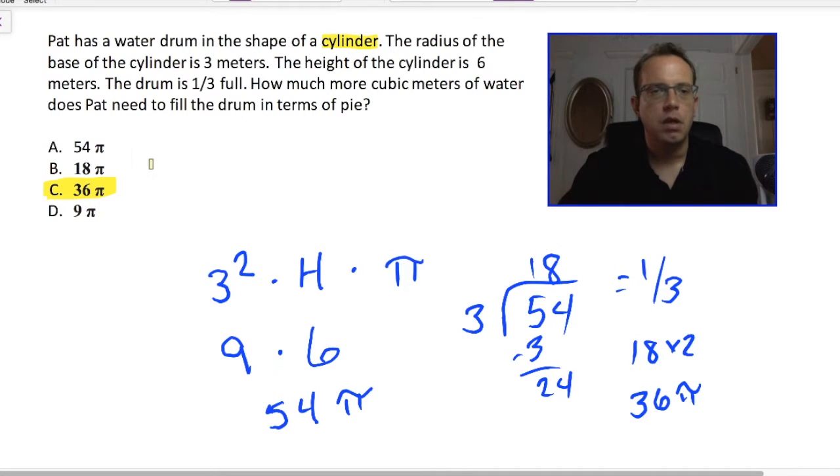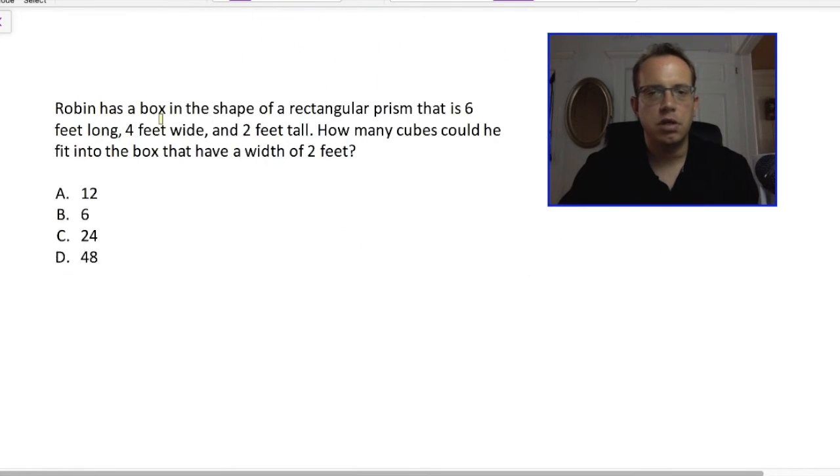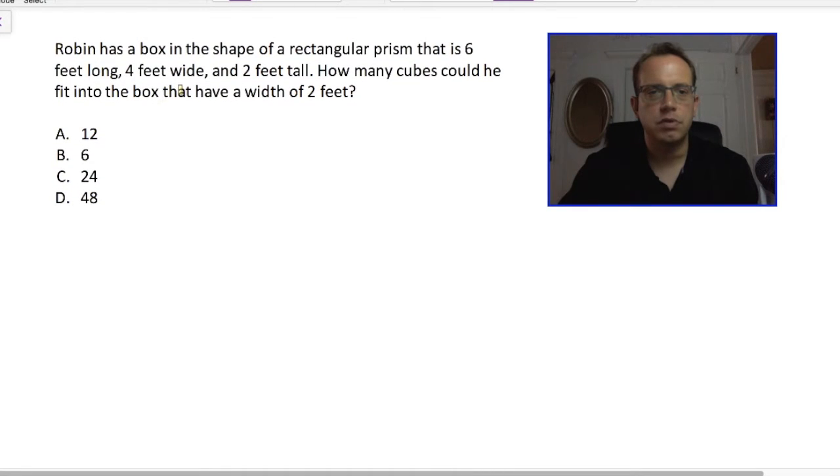Let's go to a question about a rectangular prism. Robin has a box in the shape of a rectangular prism that is 6 feet long, 4 feet wide, and 2 feet tall. How many cubes that have a width of 2 feet could he fit into the box? This question is about a box in the shape of a rectangular prism, so we know we're probably going to be talking about volume. Another clue here is cubes. Cubes usually have volume as well.